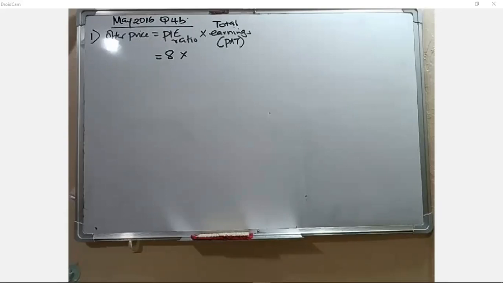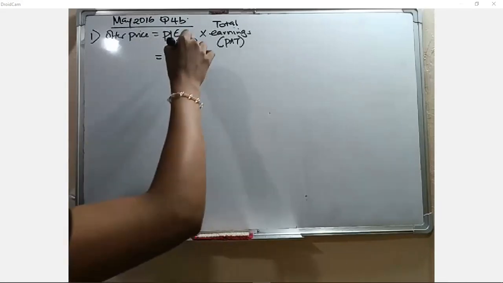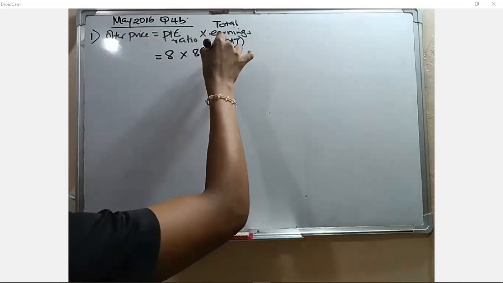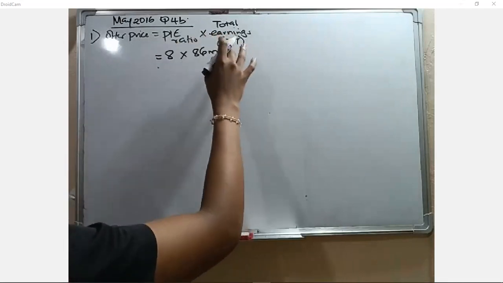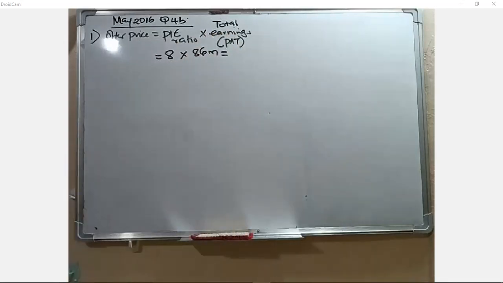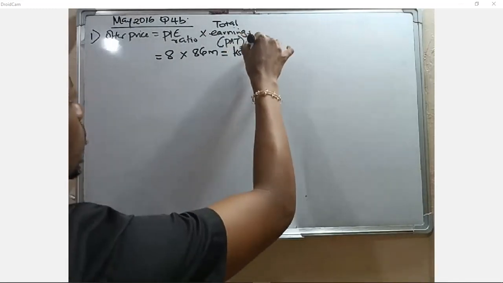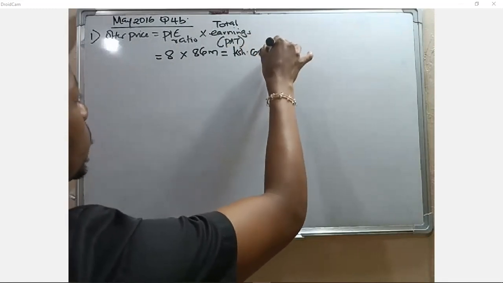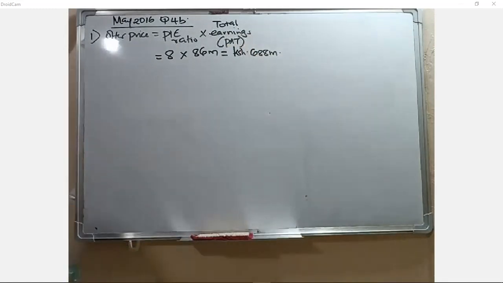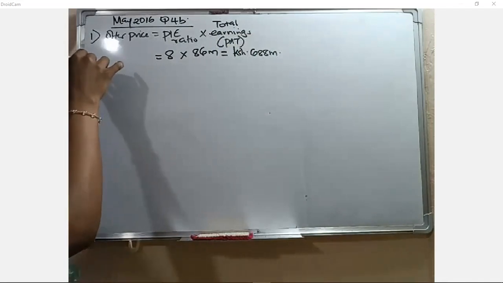So we have been told the post earnings of 86 million are expected in the next year. So I multiply here by 86 million. So how much am I getting here? I just take 86 million, I multiply by 8, getting Kenya shillings 688 million.